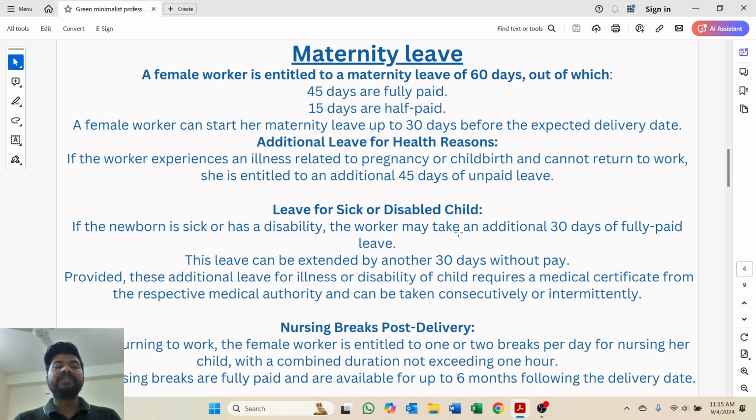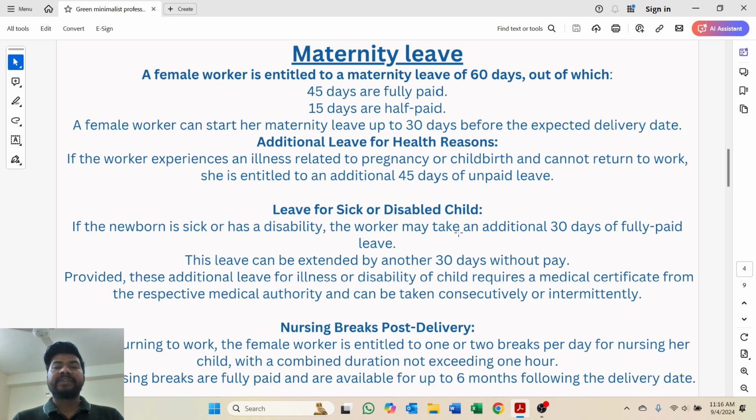Other is that if the newly born baby is sick or has a disability, in that case the worker may take an additional 30 days of leave, which will be fully paid. And if the condition is not recovering, if the condition is becoming harder, in that case this leave can be extended for the next 30 days, but this will be without any pay. Here also a medical certificate should be provided.